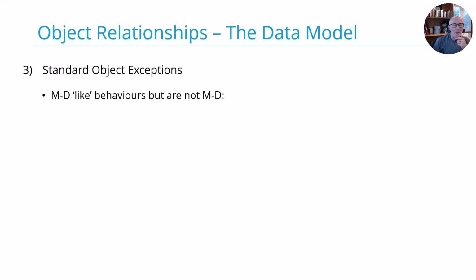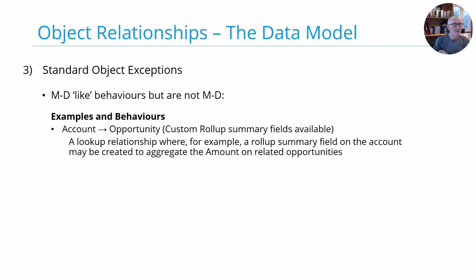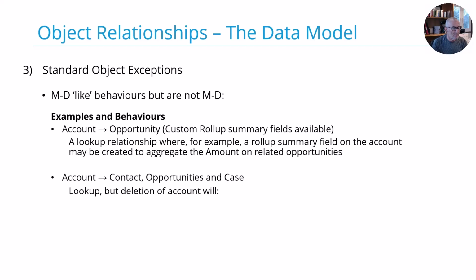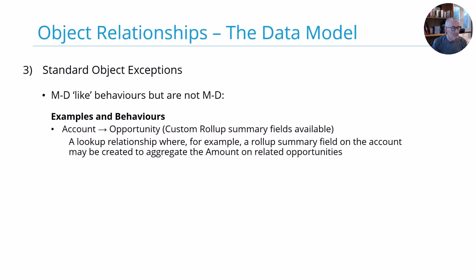In my outline, I said that we would talk about standard object exceptions, and these are where you can encounter master detail-like behaviors, but they're not really a master detail relationship. The example that I'm going to pinpoint is the account and the opportunity, and the fact that you can have a custom roll-up summary field created on there. On the account object, you can put in place a roll-up summary field that could aggregate up all of the amounts across the opportunities.